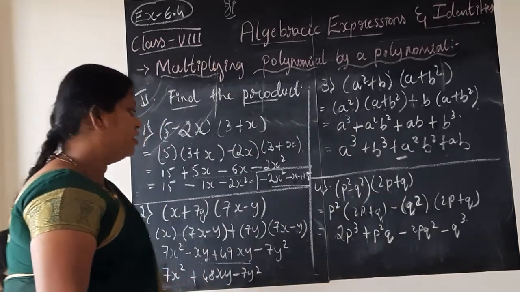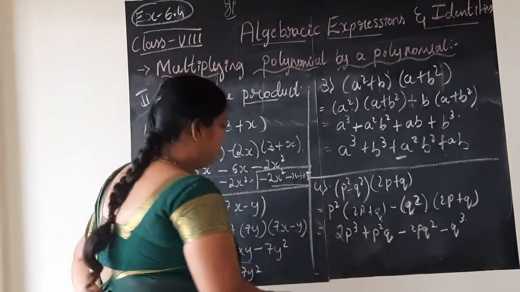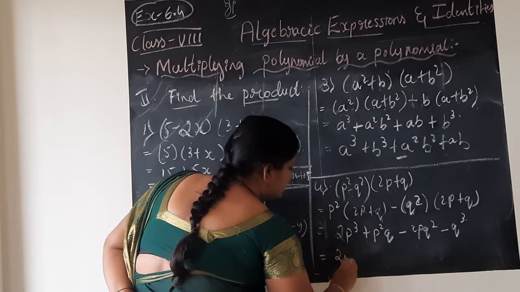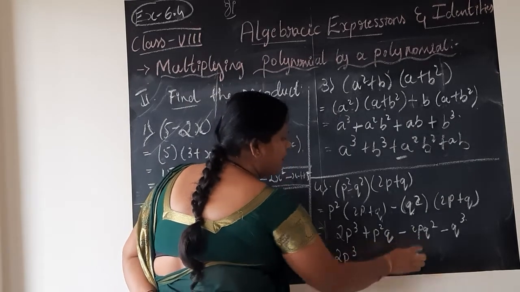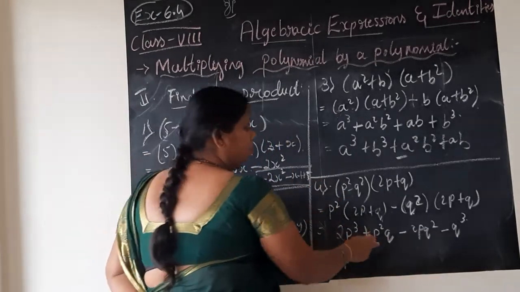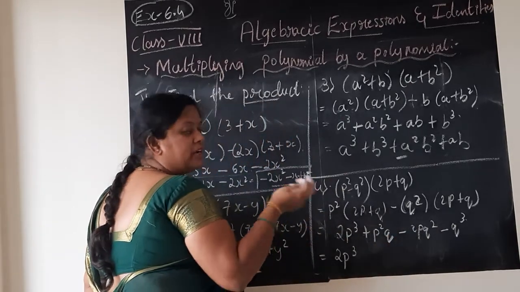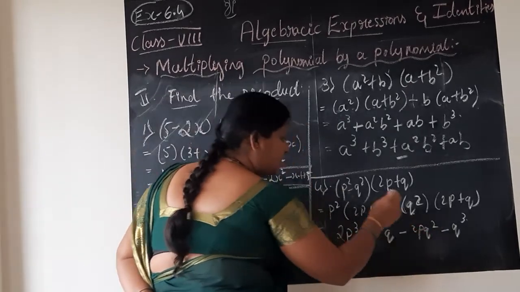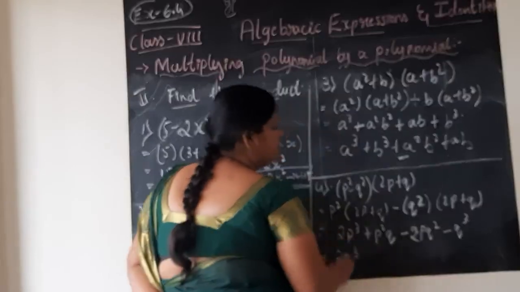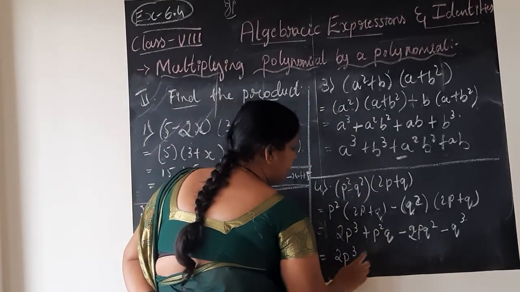So here also, children, 2p cube only once is there, so I will write it as it is. P square q and p q square, you cannot add. If p square q was there, you could add or subtract. Here nothing is there, so you should write it as it is.